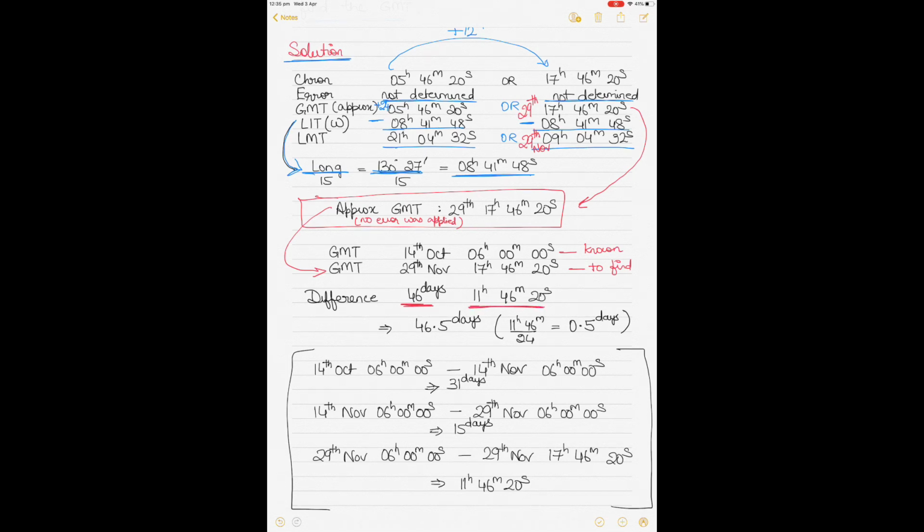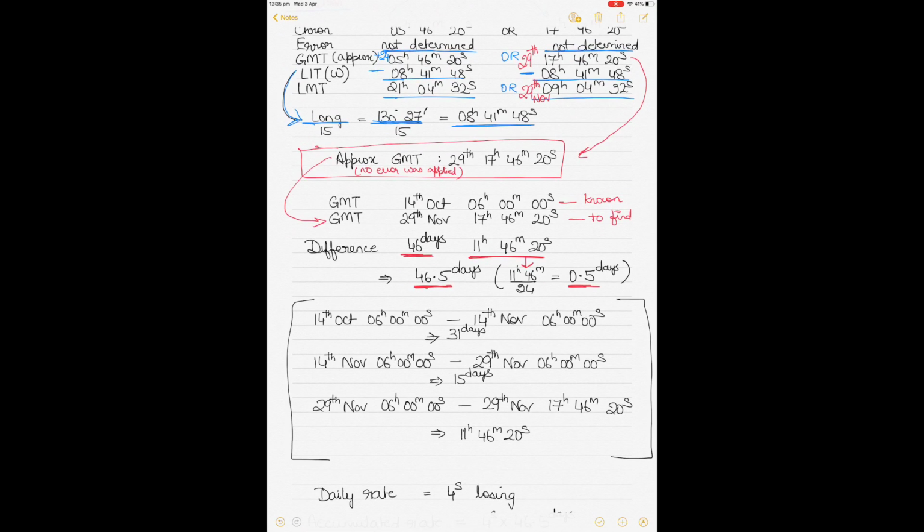Now if you divide 11 hours 46 minutes and 20 seconds by 24 hours, you will get 0.5 of a day, because it's almost 12 hours. 12 hours means half of a day. You add 0.5 to this 46 days, the total interval is 46.5 days.